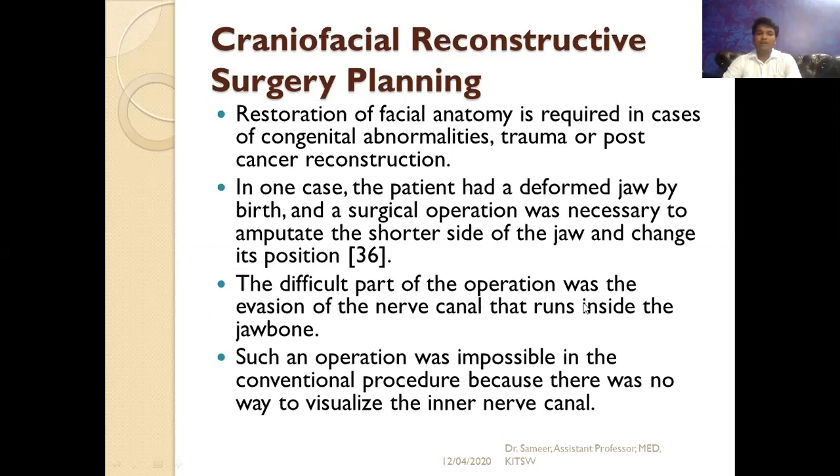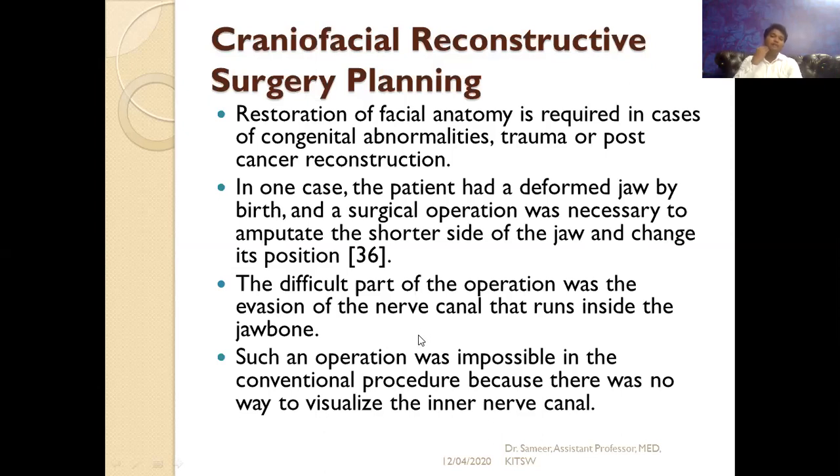The difficult part of the operation was the evasion of the nerve canal that runs inside the jawbone. One of the abnormalities was found in a patient who had a deformed jaw. This deformed jaw was by birth, and it was necessary to perform an operation to amputate the shorter side of the jaw and change its position so that it can be reconstructed. The difficult part of the operation was the evasion of the nerve canal.